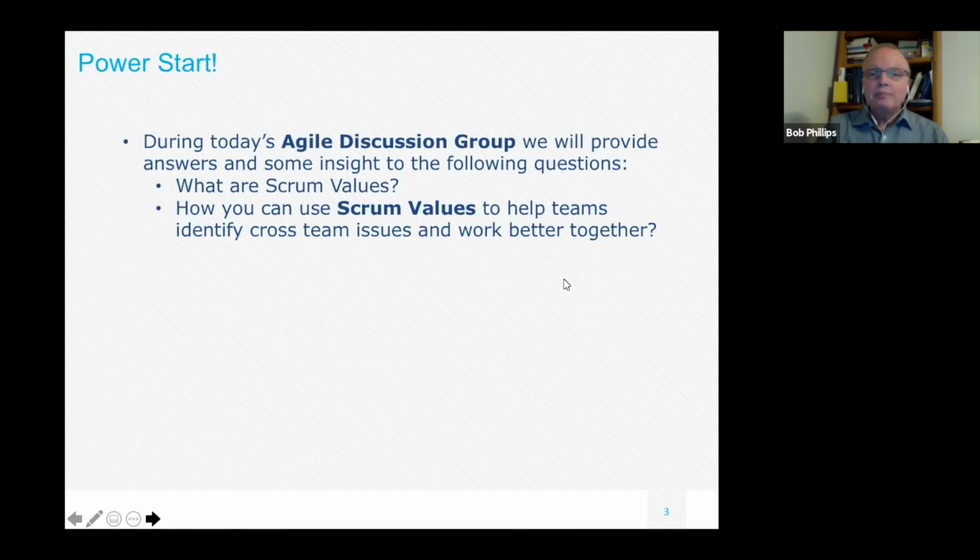All right. So when you work with Agile teams, you should always do a power start. And so this power start, you're going to come out of this with two things: what are Scrum values, and how you can actually use the Scrum values to help teams identify cross-team issues.